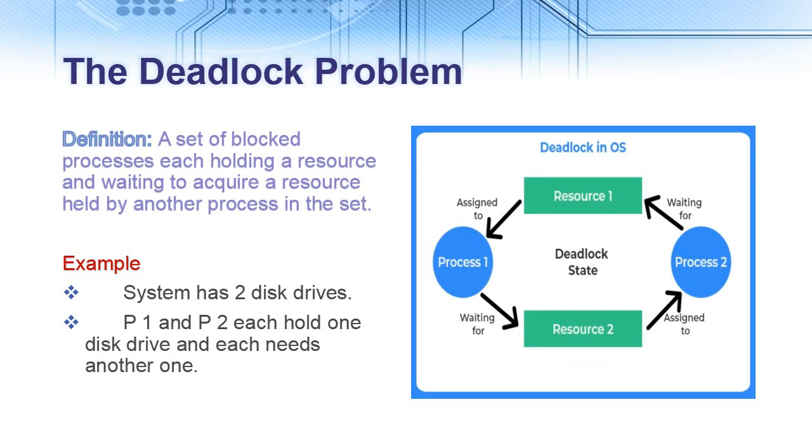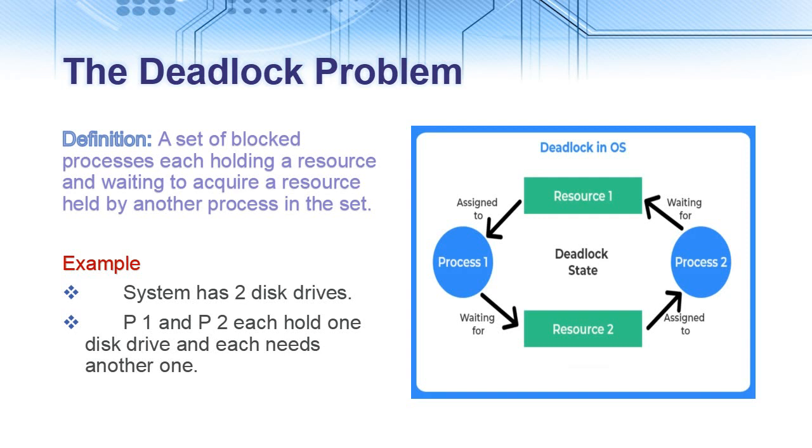Let's see deadlock problems. What is deadlock? A set of blocked processes, each holds a resource and is waiting to acquire a resource held by another process in the set. This is a deadlock. Let's see the example. The system has two disk drives, resource 1 and resource 2, and we have two processes, process 1 and process 2. Each holds one disk drive and each needs the other one. This is a deadlock. See the picture.